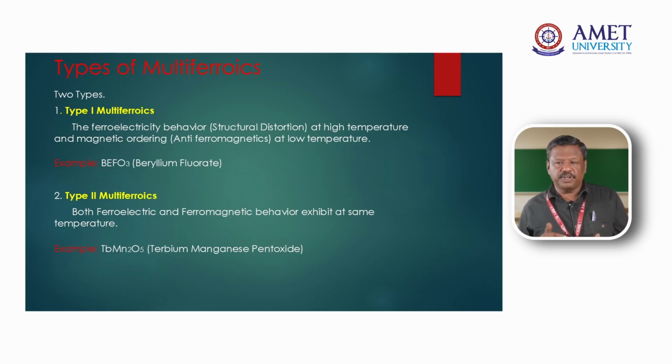And type 2 multiferroic materials are the materials which have both ferroelectric and ferromagnetic behaviors occurring at the same temperature. At the same temperature, there is a disorder of the symmetric structure and a disordering of the magnetic dipoles. Such materials are classified as type 2 multiferroics. One of the famous examples of type 2 multiferroics is beryllium manganese pentoxide.